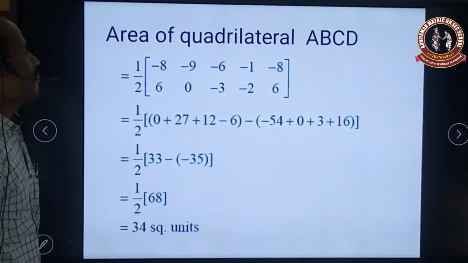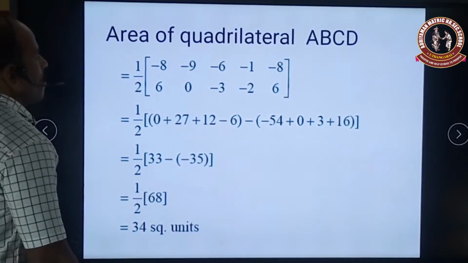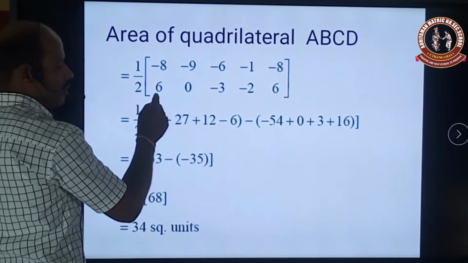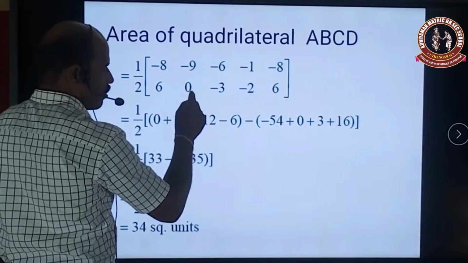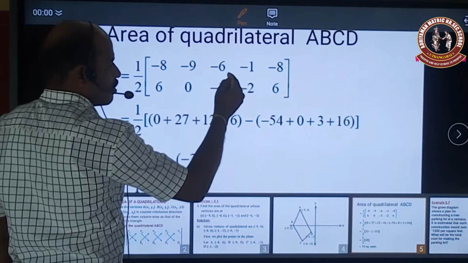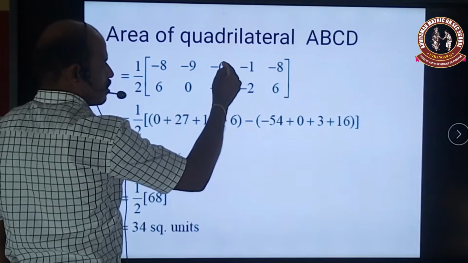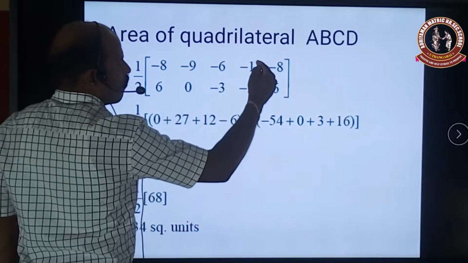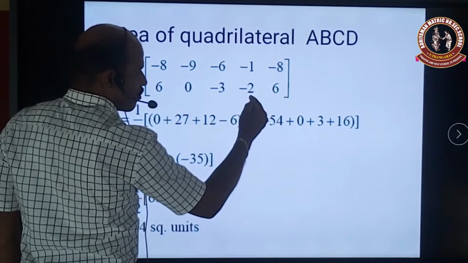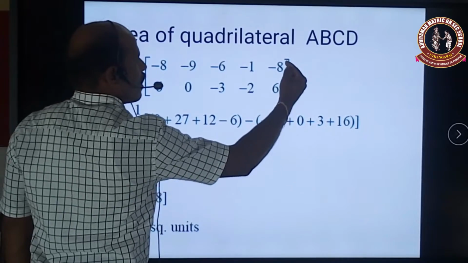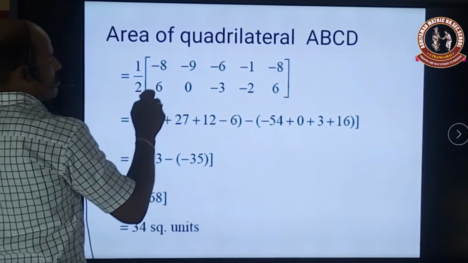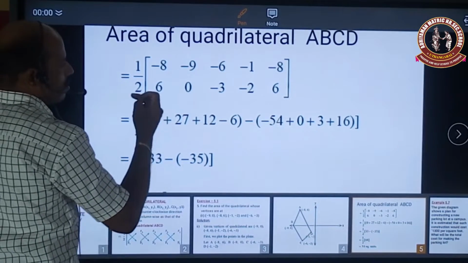Next, area of quadrilateral ABCD equals half into the first point x1, y1: x1 is minus 8, y1 is 6. Second point x2, y2: x2 is minus 9, y2 is 0. Third point x3, y3: x3 is minus 6, y3 is minus 3. Fourth point x4, y4: x4 is minus 1, y4 is minus 2. Again x1, y1: x1 is minus 8, y1 is 6. Next step, that is equal to 1 by 2 into multiply.